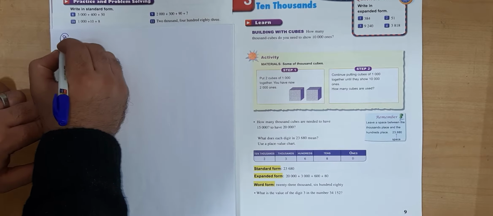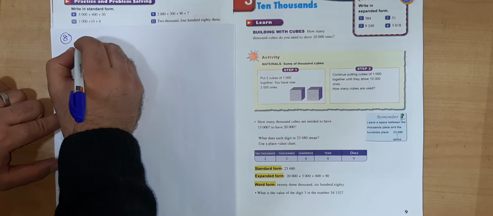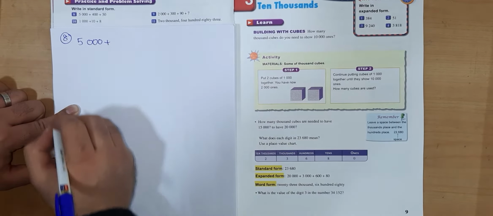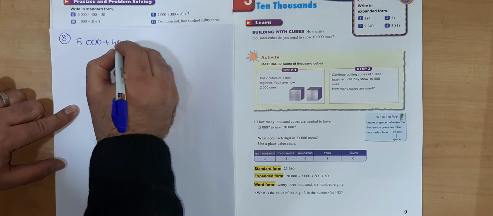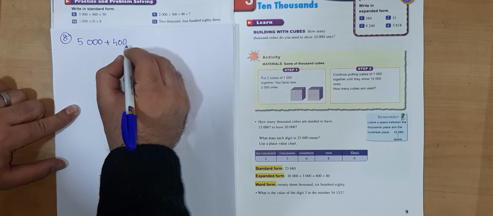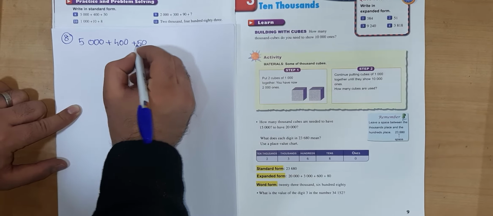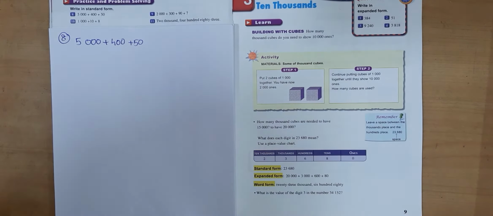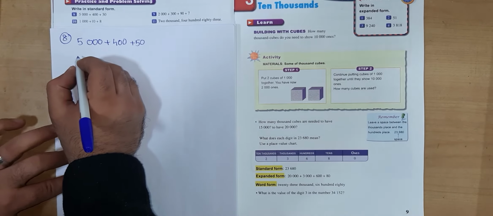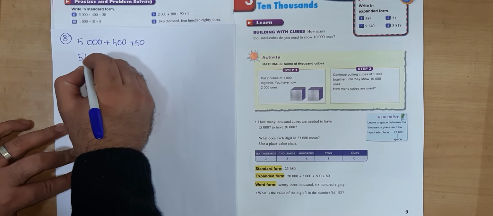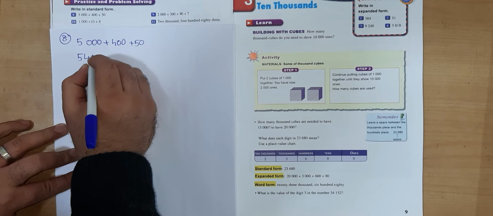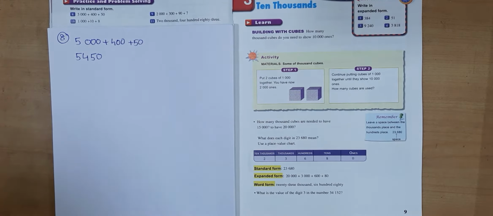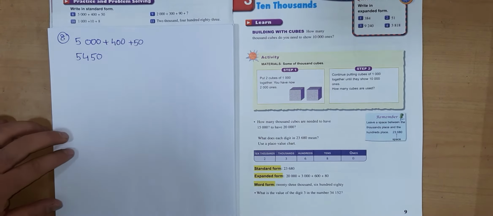Number 8, okay? 5,000 plus 400 plus 50. If I write it in the standard form, what would I get? It's going to be 5,450. Okay? 5,450. Very good.